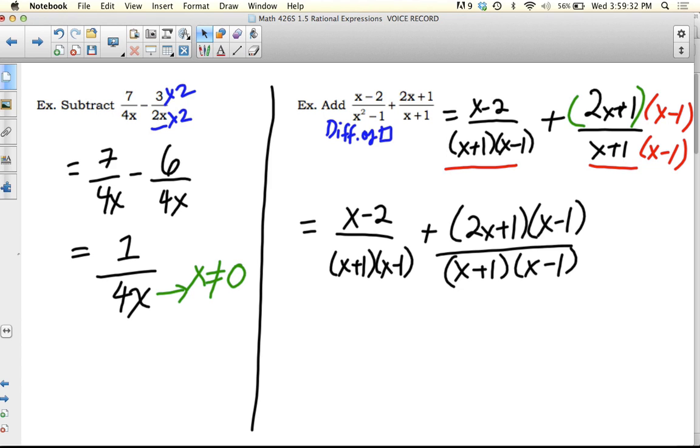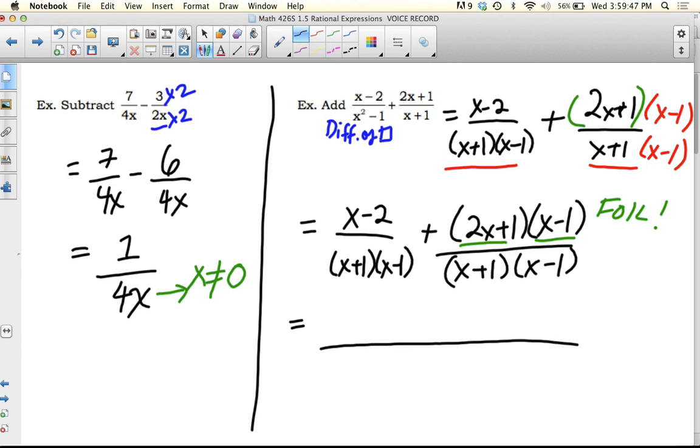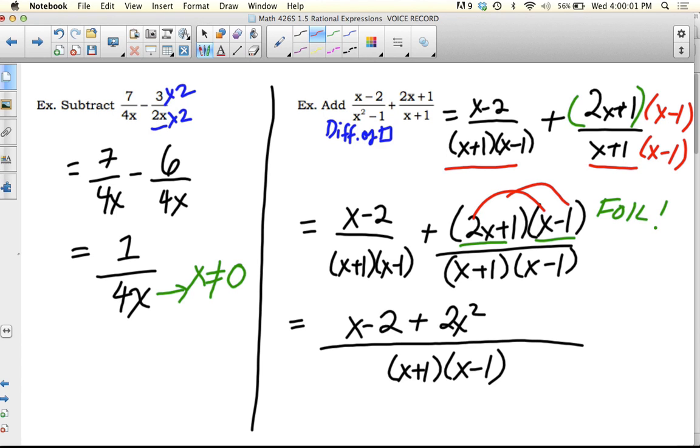So now we just have to simplify the top. If we look here, we have a binomial times a binomial. Yep, we need to FOIL. Okay, so let's go ahead and do that, and I'm going to put everything over my common denominator, x plus 1, x minus 1. So x minus 2 is fine. We'll leave that. Now let's FOIL. 2x times x, 2x squared. 2x times negative 1 is negative 2x. 1 times x is plus x. And 1 times negative 1 is negative 1.